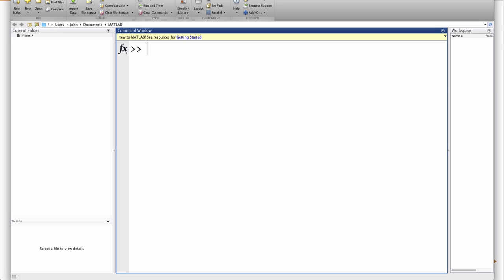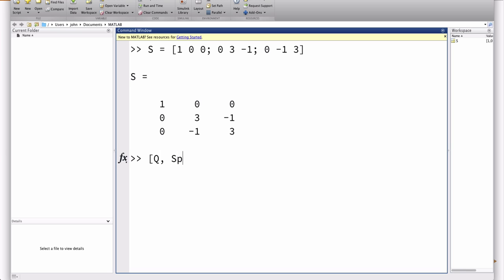So let's try it in MATLAB, right? If we put in our original matrix, you know, stress tensor, it was 1, 0, 0, 0, 3, minus 1, 0. Okay? And I believe the command in MATLAB is eig. So if I have s and I take eig of s, it's going to return two things. One of them is going to be the matrix of eigenvectors, and the other thing is going to be the eigenvalues. Right? So just to be consistent with the notation I've used in my notes, q and sp for s prime.